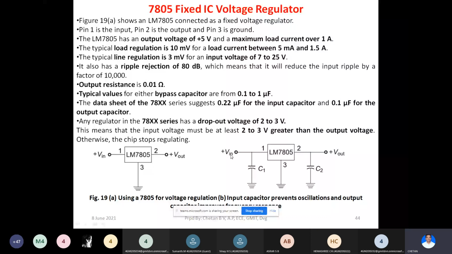That unregulated output would definitely have some oscillations. Those oscillations will be absorbed by this C1, and in turn this C1 will act like a constant voltage source for this IC.